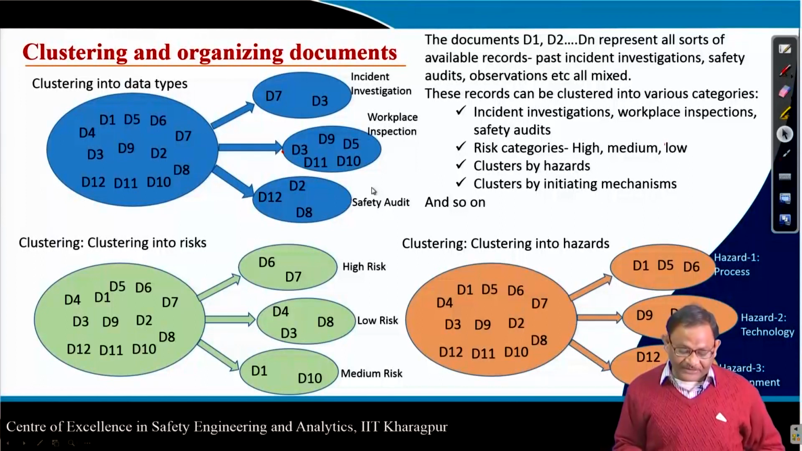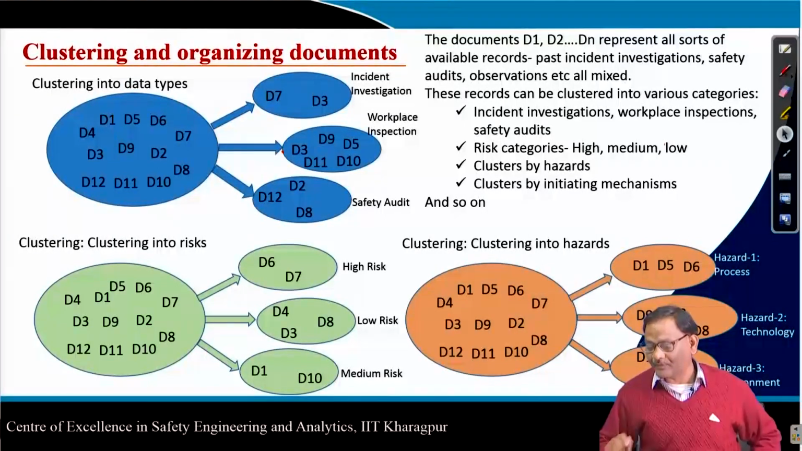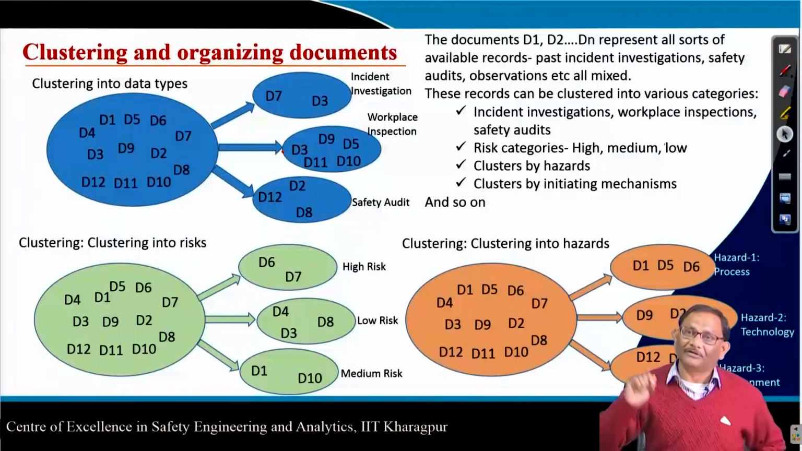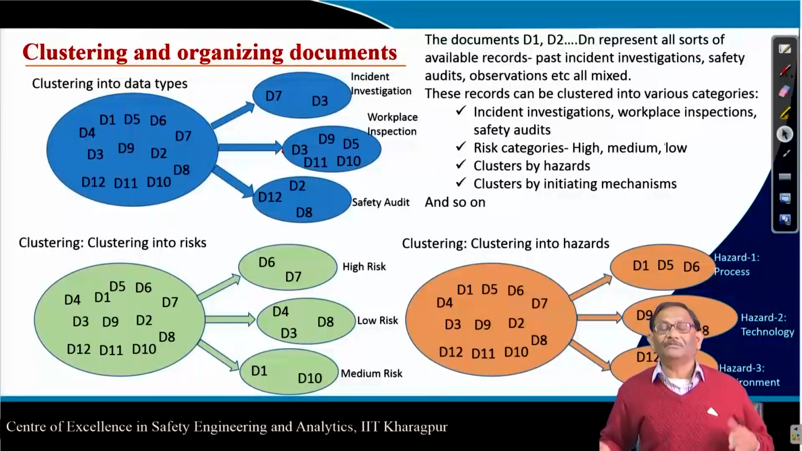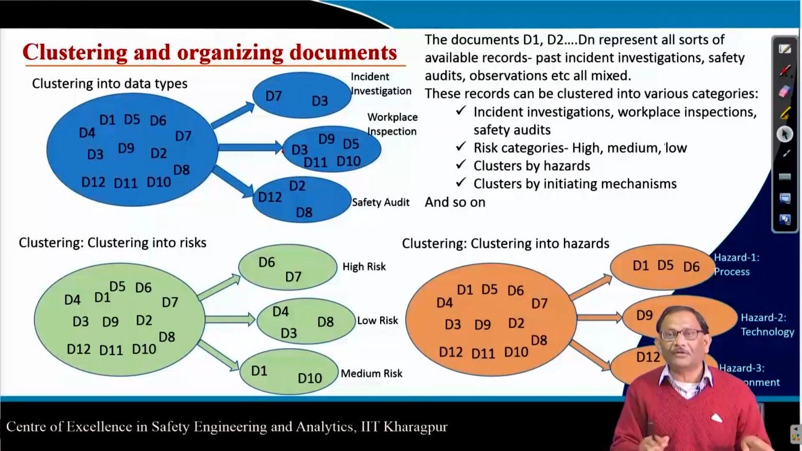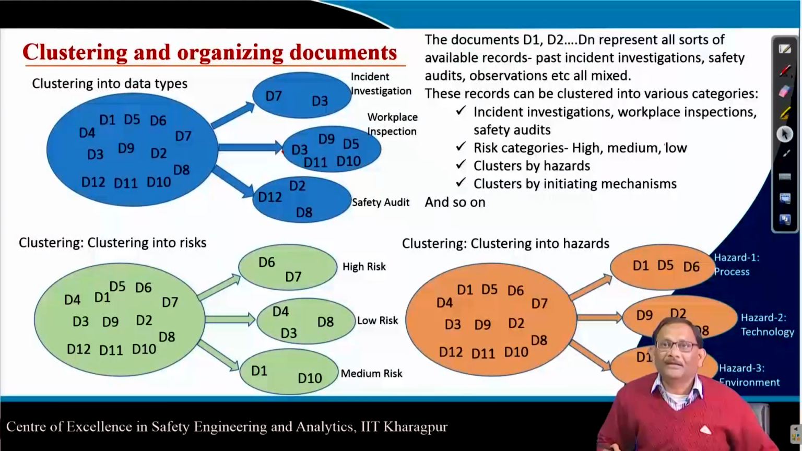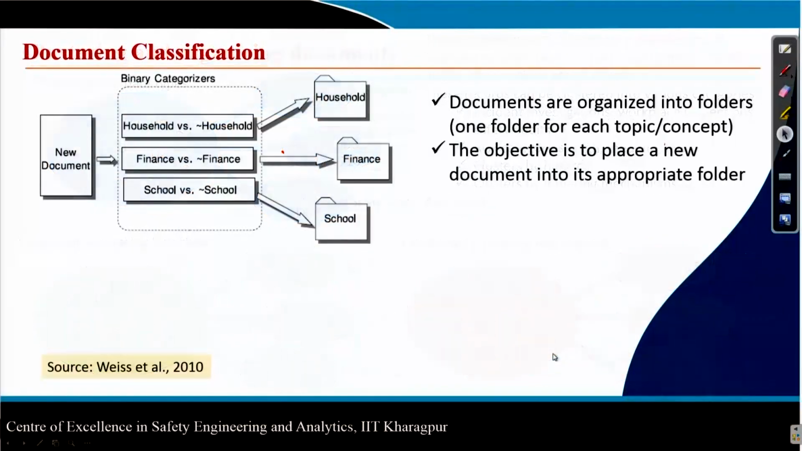Another clustering could be, as I told you, high, low and medium risk documents, or different kinds of hazards, because some documents talk about process hazards, some about technology hazards, some about environmental hazards. You have to automate it. You have to have an algorithm that reads the document, scans the document, and understands which group it should be placed in. If that is done in an unsupervised way, then that is clustering. Now, document classification is another one.